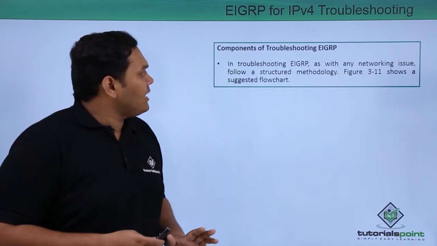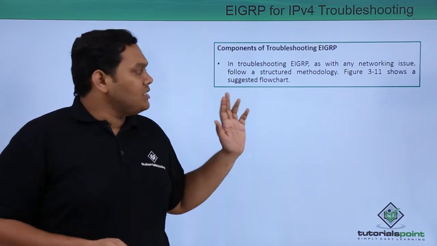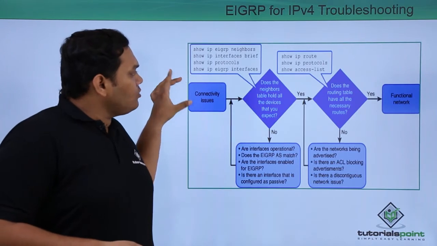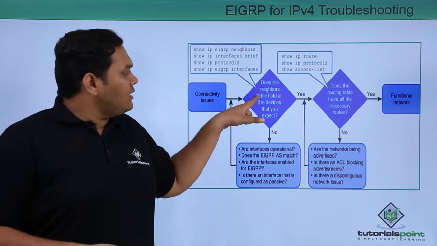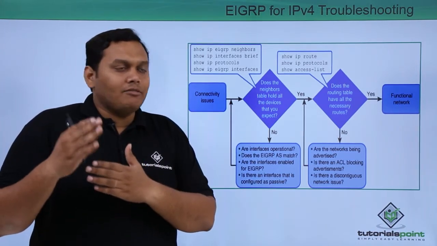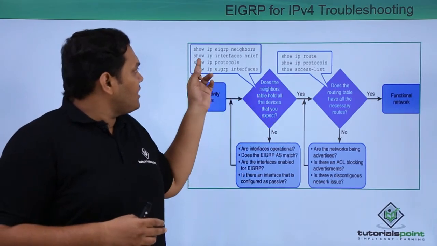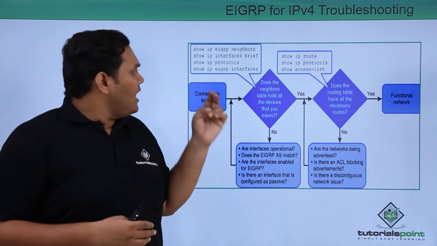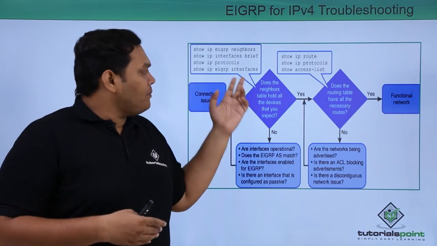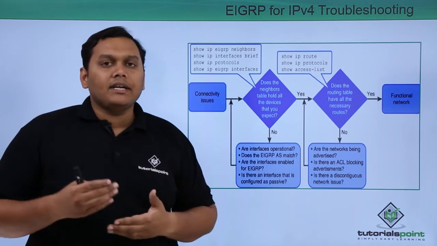So you see this diagram clearly. Before going to the diagram, we have to know about the structured methodology. When you have a connectivity issue here, you try to get information about how the neighbor table holds all the devices that you expect. To know about the devices in the neighbor table, you have to enter these commands: show ip eigrp neighbors, show ip interface brief, show ip protocols, and show eigrp interfaces. By this, you have the information of all the devices that the neighbor table holds.